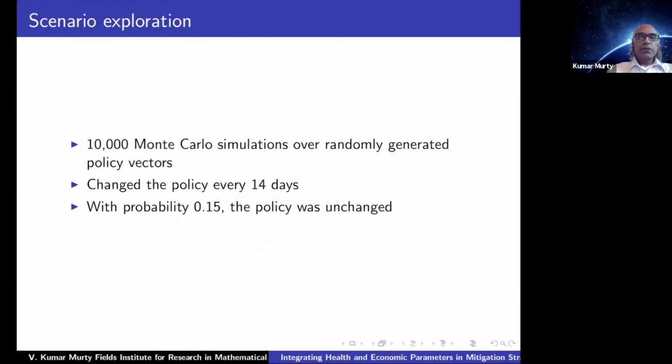So then we did 10,000, maybe more than that actually, simulations over randomly generated policy vectors. And the policy was changed every 14 days. So we're doing modeling over 1 year, 365 days, and every 14 days the policy vector gets changed. It's by a simple rule: with probability 0.15, a particular policy is unchanged. So you generate a large number of policy things to do every 14 days, and then you run 10,000 of those kinds of simulations.